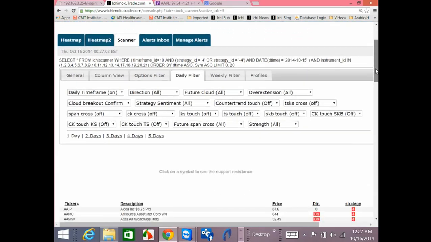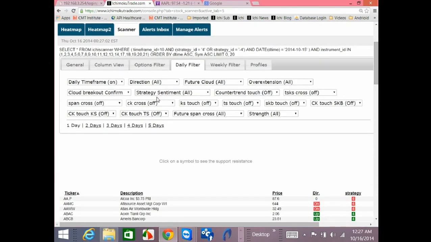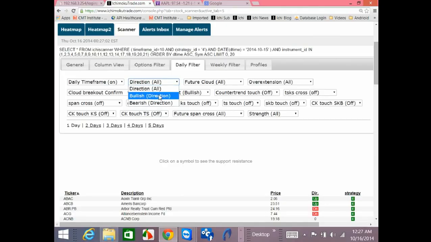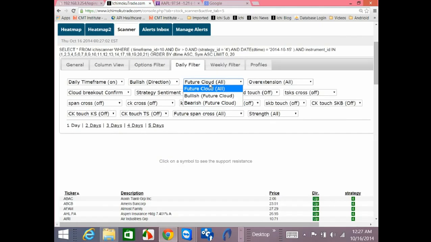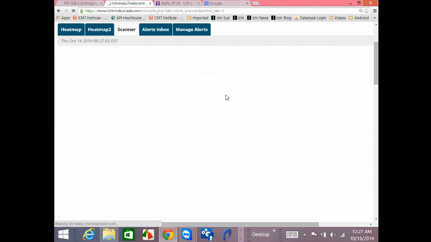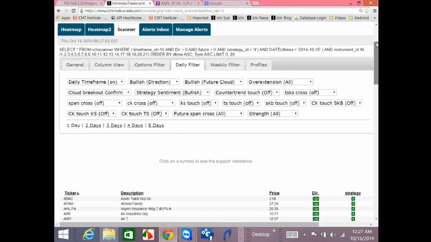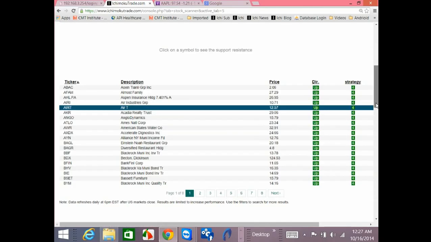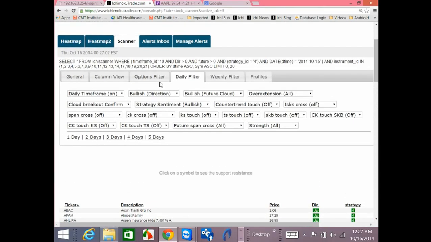Do you want bullish or bearish? Bullish. So I'm going to set this to bullish. And direction is going to be bullish. Do I want the future cloud to be bullish right now? Everyone see that? So now there's 32 here and 32 times 8. That's a lot of instruments, isn't it? So then I'm going to come back here.